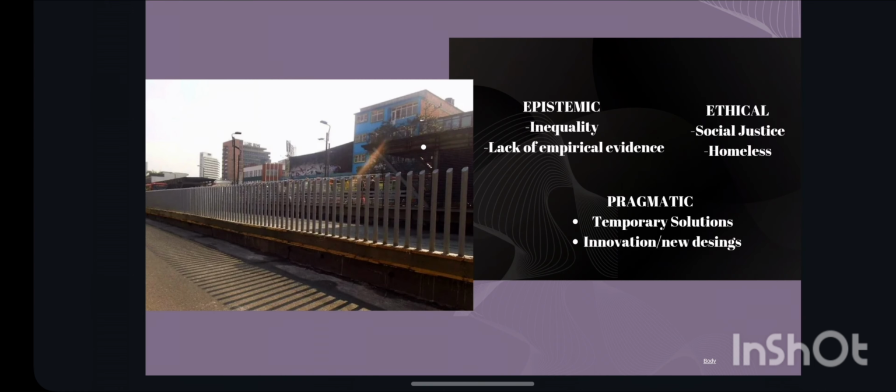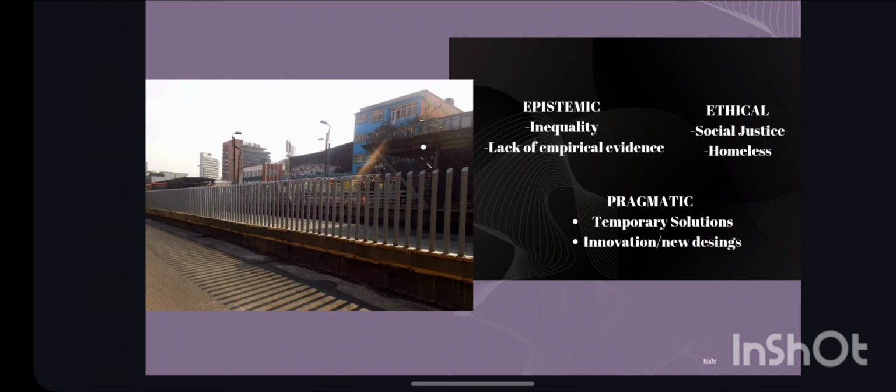Now let's talk about the problems. The first one is the ethical problem. The one feature of the ethical problem is social justice. That is, hostile architecture perpetuates social inequalities by targeting marginalized groups like the homeless or skateboarders. This reflects social attitudes that exclude certain populations instead of addressing root causes like homelessness and poverty. Ethically, it raises concerns about fairness, justice, and the dignity of all individuals in urban design and public policy.